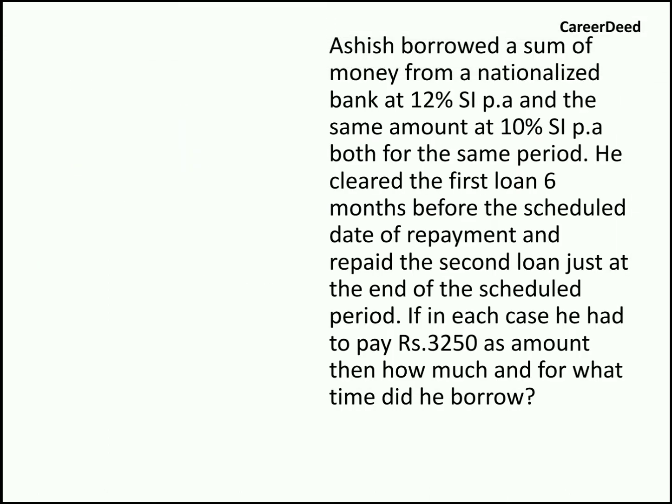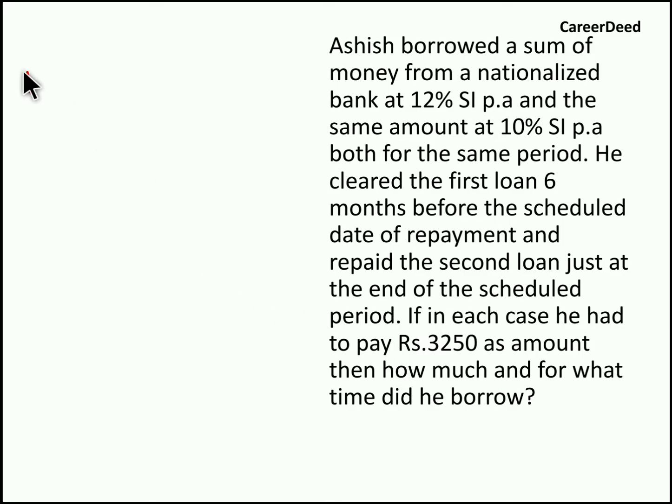So Asis borrowed 2 loans. The first loan is for 12% and the second loan is for 10%. So in both the cases he borrowed the same amount and the total number of years is also the same, but Asis settled the first loan before 6 months itself, that is before half a year. Now we know the total amount he settled is 3250 for both the loans.